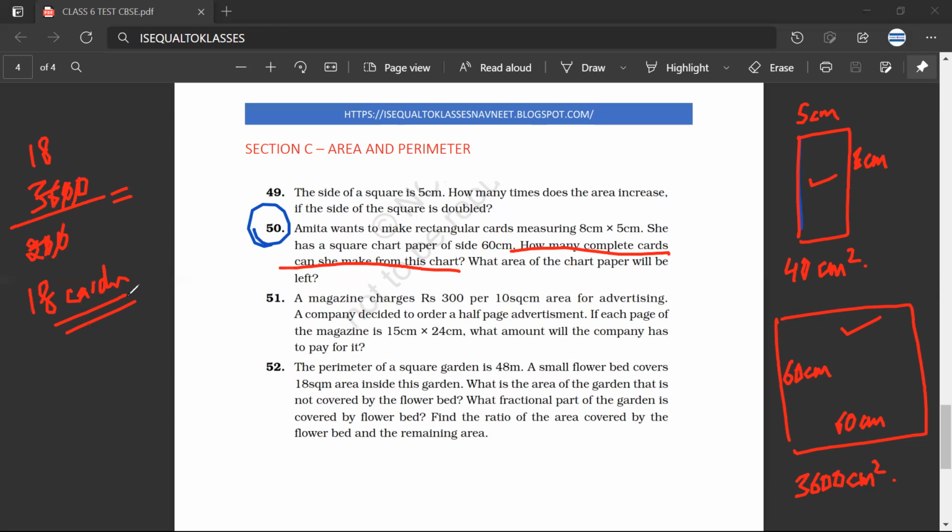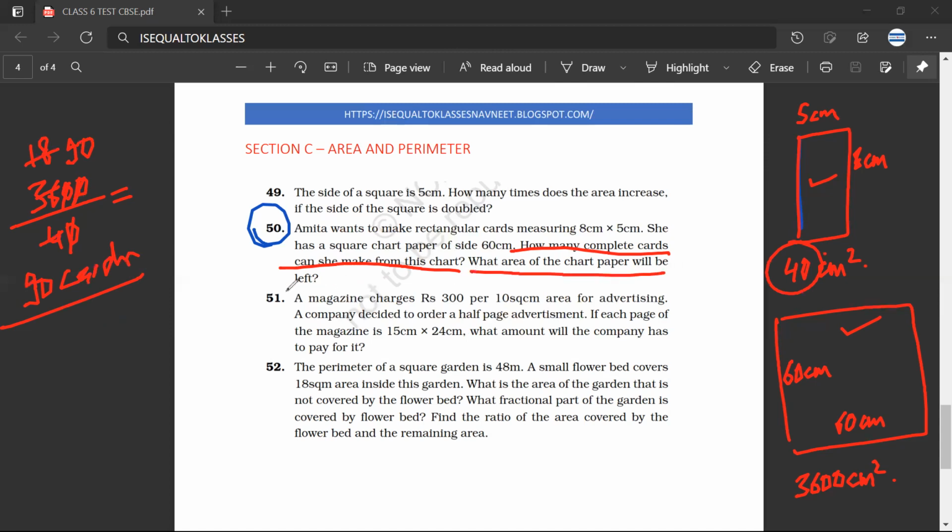Acha, I'm sorry. Why did I write 200 here? Yeah. So 8 into 5 is 40. This is 40. So 40 nines are 360, 90 cards. Karthik, is it correct? Yes, sir. But then why is he writing what area of the chart paper will be left? Have you understood what he's saying?